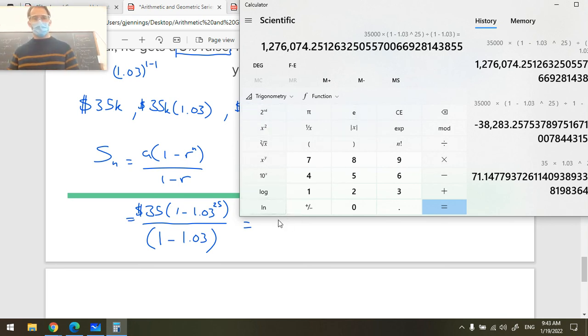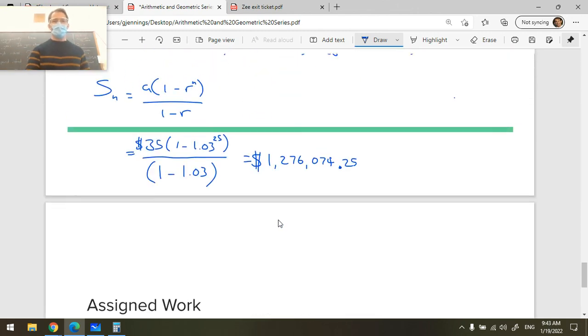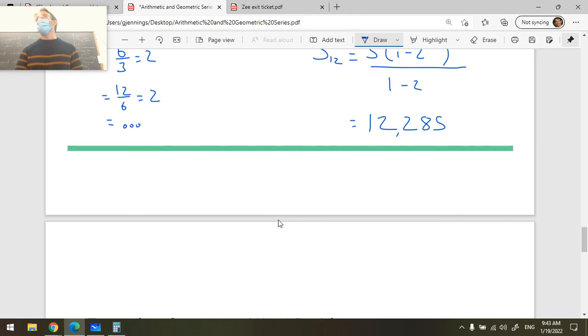So that's a 1,276,074. I think it was 74 and 25 cents. There. So therefore, he earns $1,200,000 over his career. Cool. There you go. That's how you use geometric and arithmetic sequences.